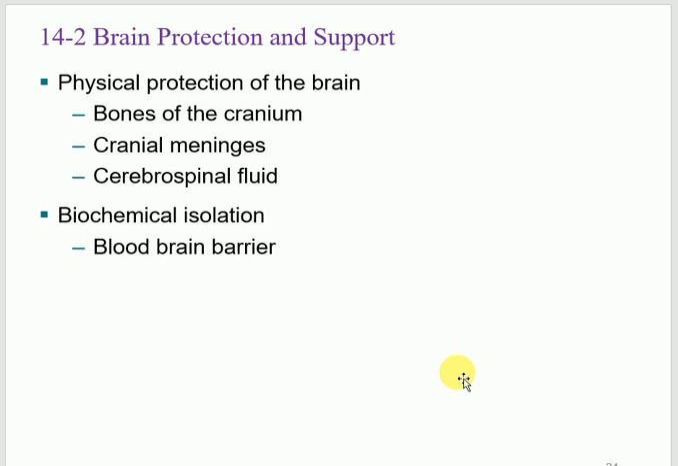Okay, how is the brain protected physically? Of course, we have the skull bones. This part specifically, not including the facial bones, is called the cranial bones. So cranial bones, and then cranial meninges.